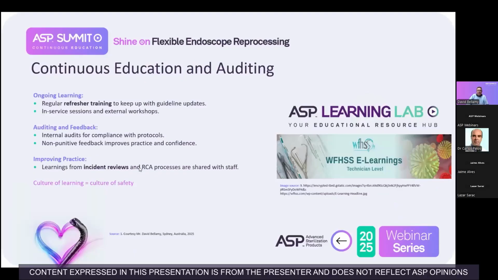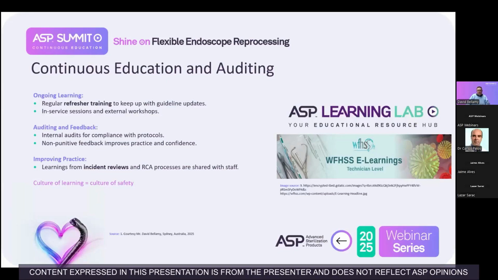So quickly talking about ongoing learning. Regular refresher training keeps up with guidelines and updates, through in-service sessions and external workshops. There are also learning platforms as well, like from the WFHSS and, of course, the ASP Learning Lab. Looking at doing internal audits for compliance with protocols.